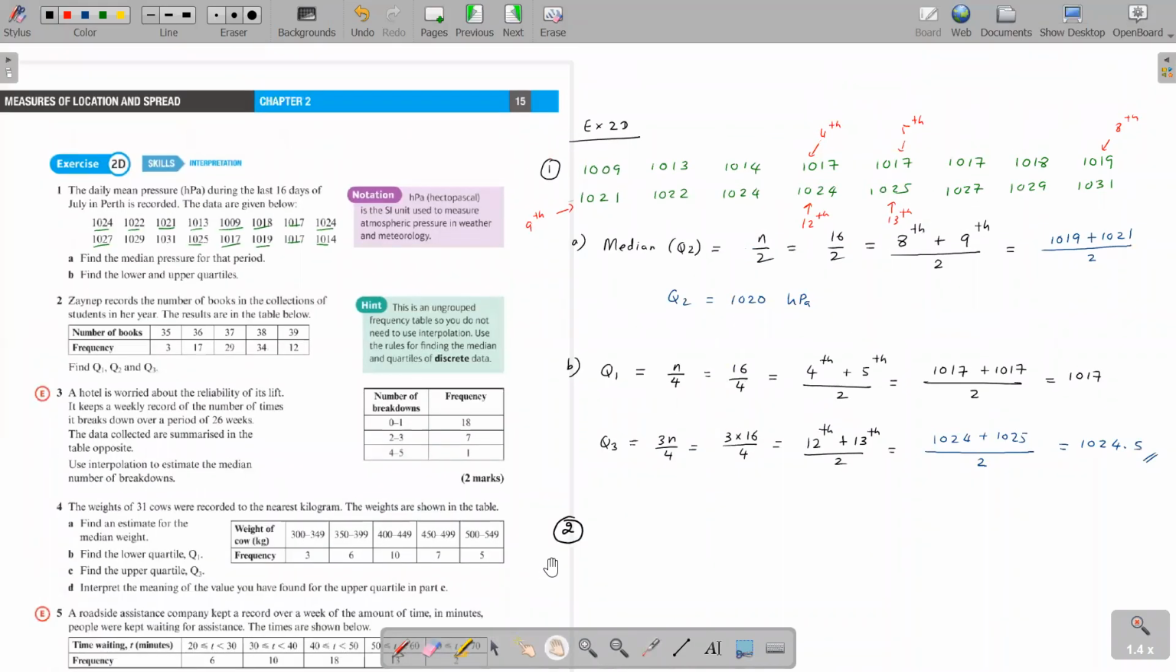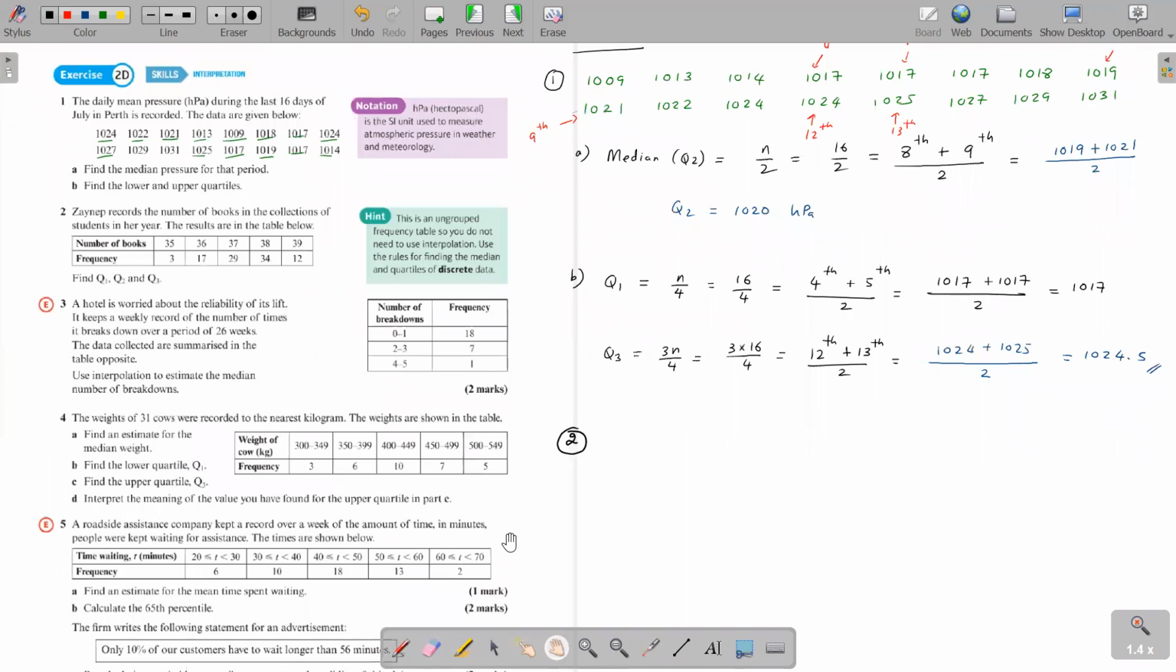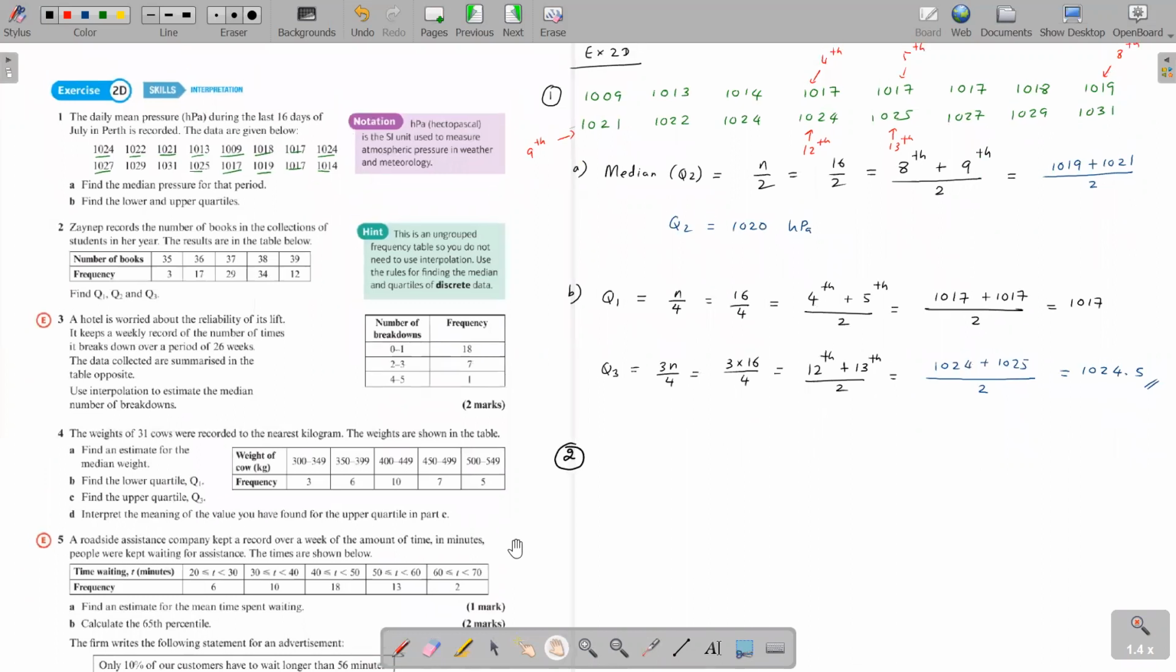Okay, so we are in exercise 2D. I have discussed question number 1, so I will now move on to question number 2. In question number 2, the main difference is, again, always check when you are dealing with these kinds of questions whether you are working with discrete data or continuous data.